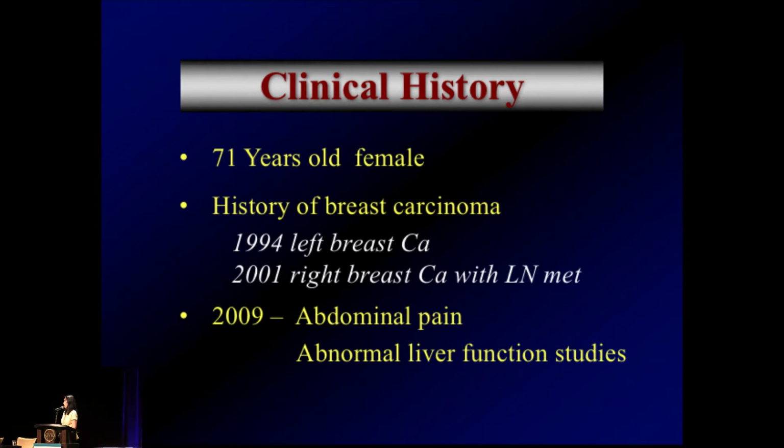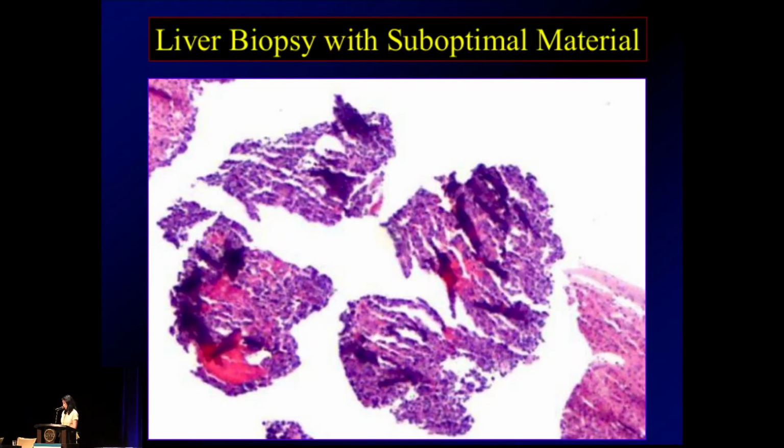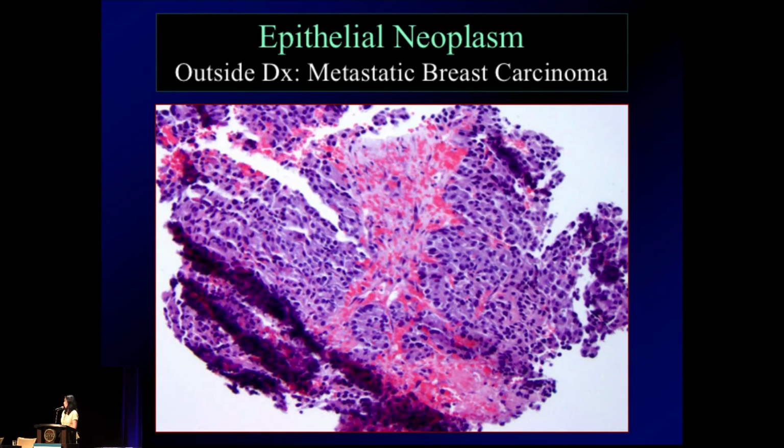And again, a few years later, she presented with abdominal pain and abnormal liver function. So you can appreciate there are many lesions in the liver. Obviously, one jumps to her history, which is a breast cancer. And again, the biopsy is very, very suboptimal. You cannot really appreciate the architecture of the tumor, and the individual cell morphology is also not appreciated in this suboptimal biopsy. And so the outside diagnosis came back as epithelial neoplasm consistent with metastatic breast cancer.